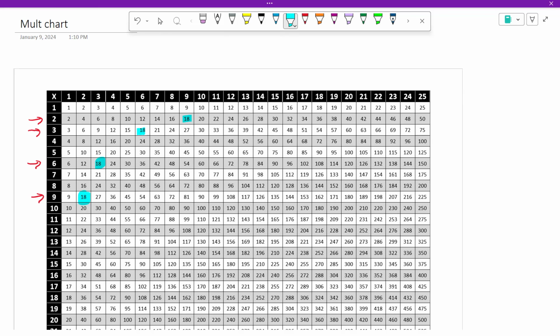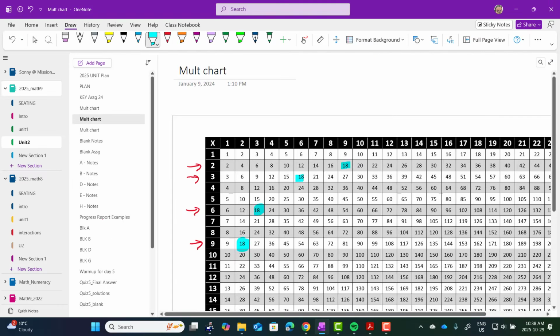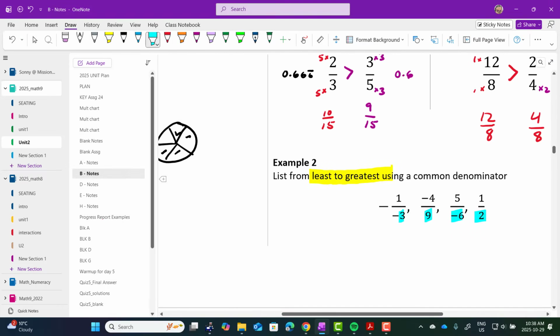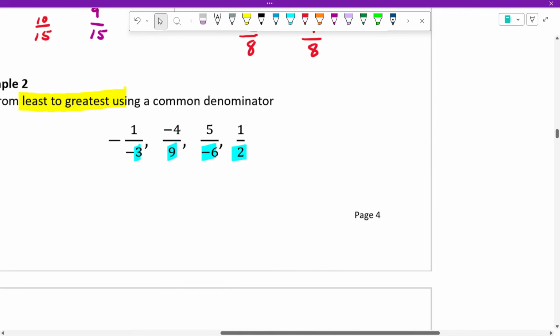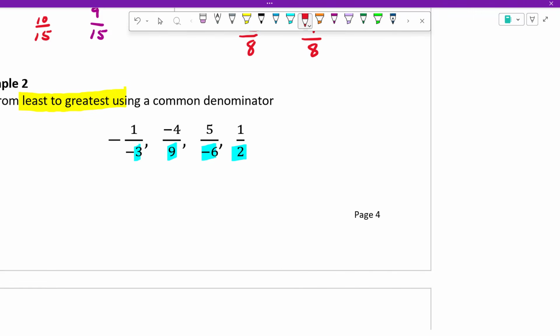So we look at this. The 2 fraction, we're going to have to multiply by 9. The 3 fraction, multiply by 6. The 6 fraction, multiply by 3. The 9 fraction, multiply by 2, in order to make all of them 18s. So go like this. We're going to make all 18s. That means for the 3 fraction, we need to multiply by 6, top and bottom. So we write out a new fraction: 1 times 6 is 6, 3 times 6 is 18.